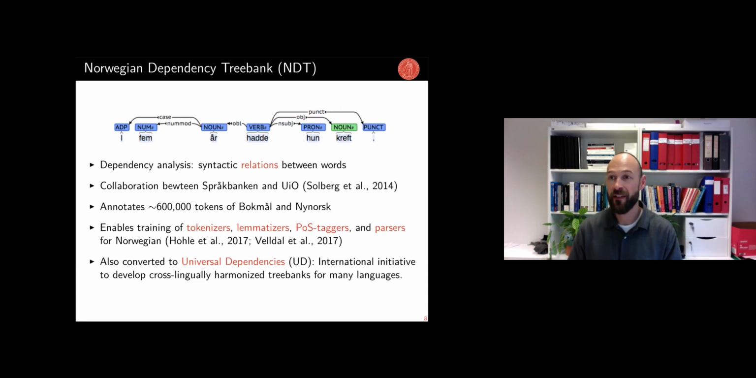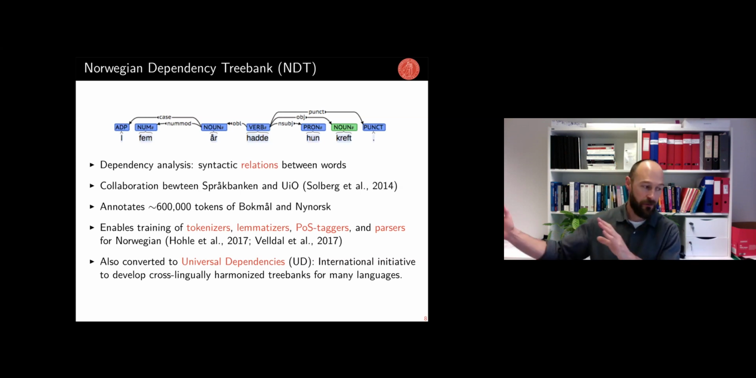I don't need to go into all the details here, but abstractly, these correspond to relations similar to what we saw at the eating sushi with sticks example earlier on. So these types of bilexical relations between words. So in the Norwegian Dependency Tree Bank, there's about 600,000 tokens of both bokmål and nynorsk, so 50-50. And in addition to encoding information about dependency relations, it also contains information about sentence segmentation and tokenization.